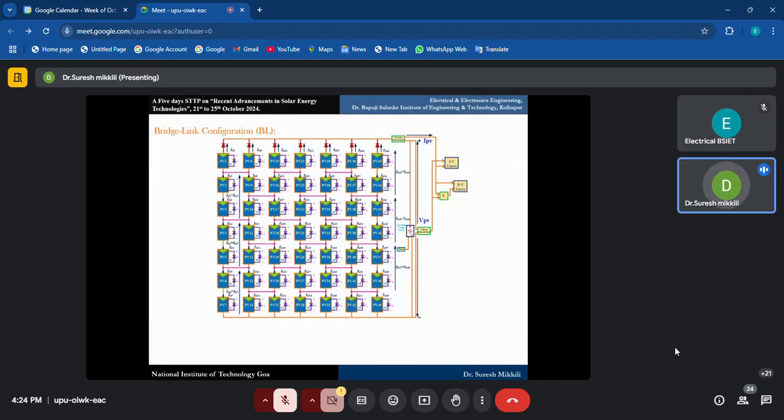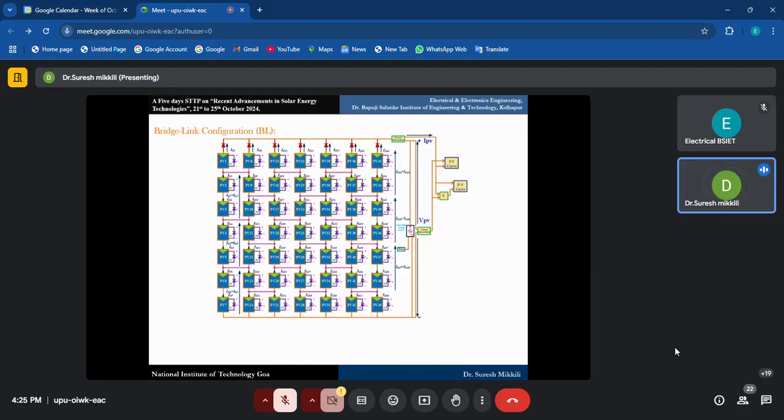Removal of alternate links. If you remove alternate links, that is a bridge link combination. Or 4 bridges together, if I consider, that is also a bridge. Hope you understand. Okay. Here, what will happen? It gives you better performance compared to series parallel, but less efficiency compared to TCT. It gives you medium performance. Bridge link is better compared to series parallel; compared to TCT, it falls a little short.